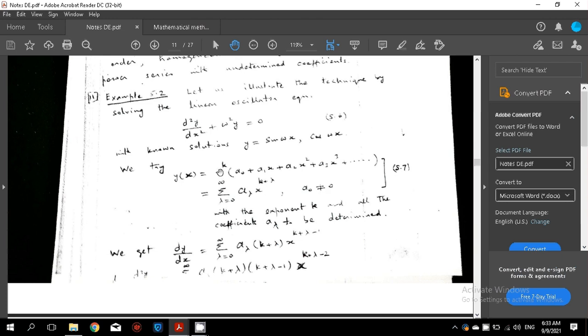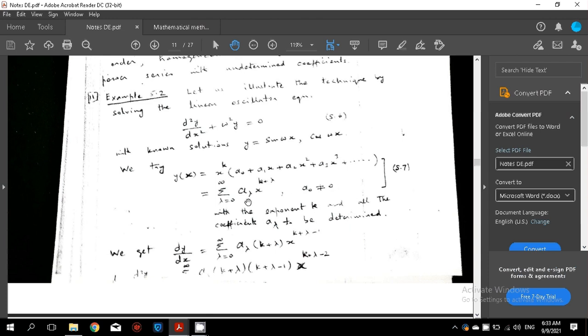So this series is x to the power k times the bracket a naught plus a1 x plus a2 x squared, that is the coefficients along with the ascending powers of x, but this power k is also there, and you can write this series in this form, and you know that this series is an infinite series. So we will assume our solution in this form. That's why this method is called the series method.